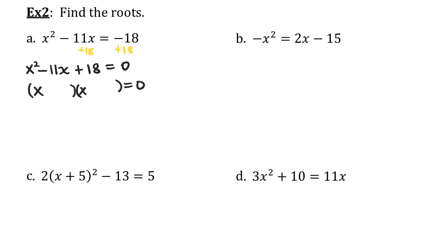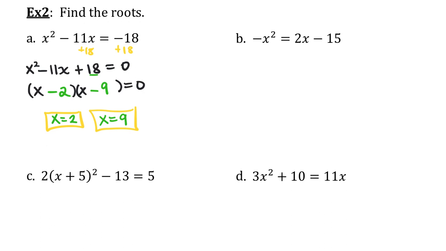X to get 18. 3 times 6. No, 3 plus 6 is 9. 2 times 9. Yeah, 2 plus 9 is 11. Minus. So x equals 2 and x equals 9. And my answer is still the x's, unless the equation has a different variable.